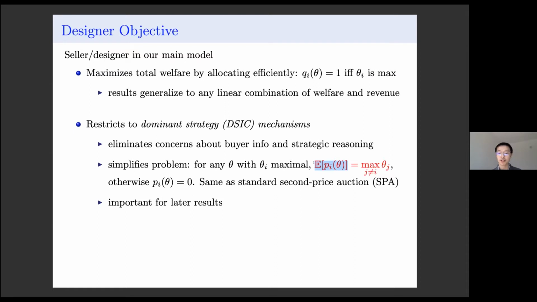So dominant strategy incentive compatibility translates into the constraint that I'm highlighting in red, which says that at any type profile theta, the expected payment of the highest type is equal to the second highest type. And for everybody whose type is not the highest, the payment is of course 0. Notice that at least in terms of expected payments for each type profile, this is the same as the standard second price auction. And again, the difference is that we allow potential randomization.